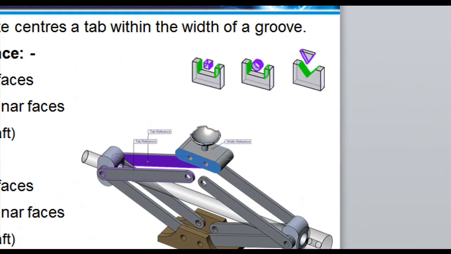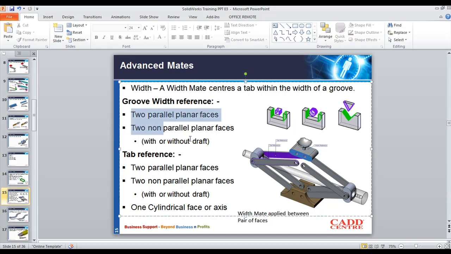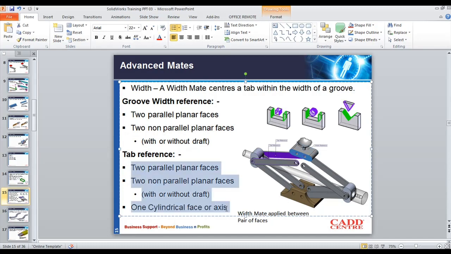Using width mate, you can position a component by selecting two planar faces, or two planar faces and one cylindrical face. So this will center exactly between these two vertical faces. Apart from that, you can also select two slanting faces so that you can position exactly in the middle. This is one picture representation of an example to understand the width mate. If it is applied, these are the possible references we can select. Under width reference you can select these combinations, and under tab reference you can select these combinations.